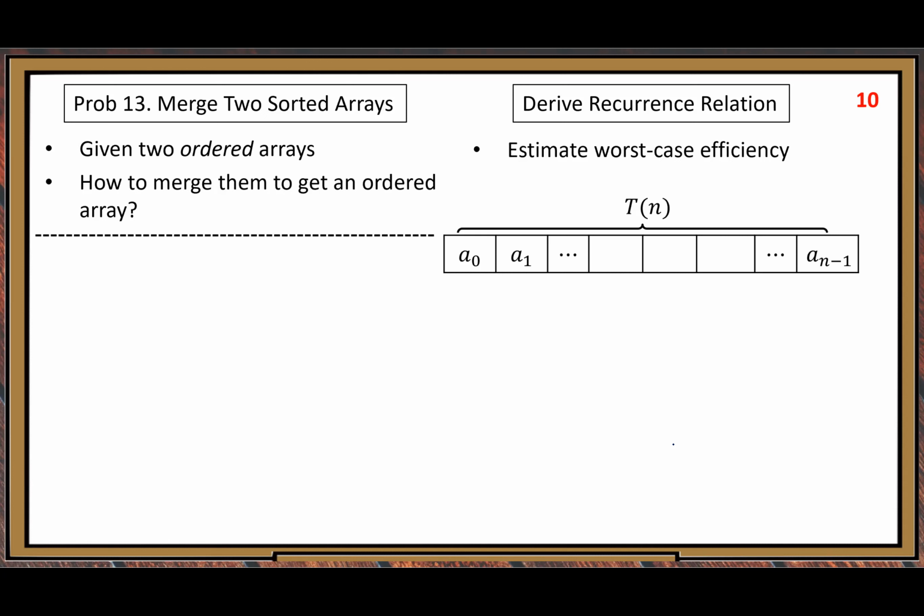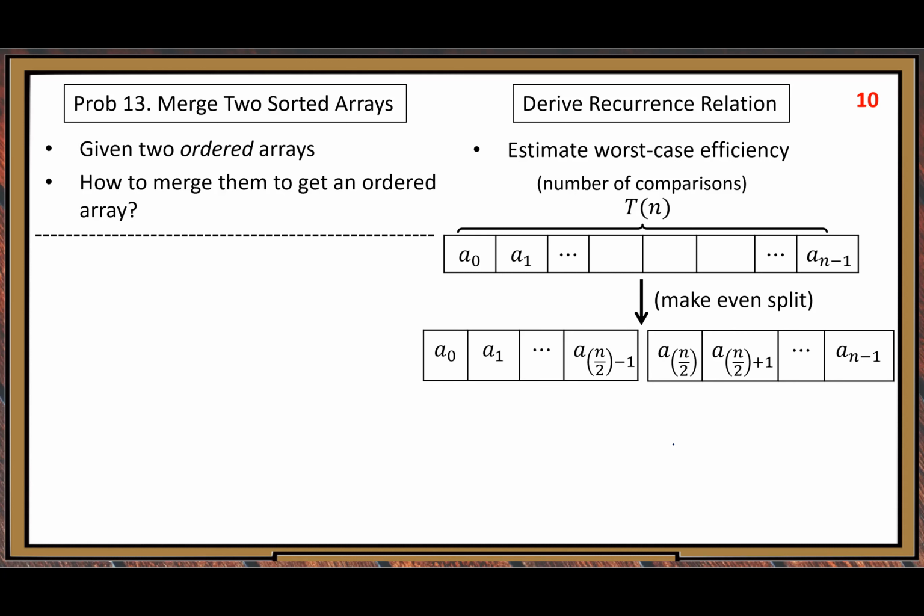the merge sort. Then we split it, an even split, into approximately even numbers of elements. So the two arrays are approximately half size, n over 2. For the left subarray, we need T of n over 2 comparisons. The right subarray also needs this many comparisons. Then when we merge, for the worst case, it is n minus 1.